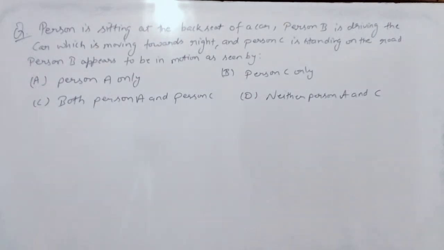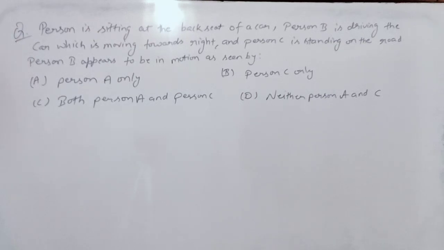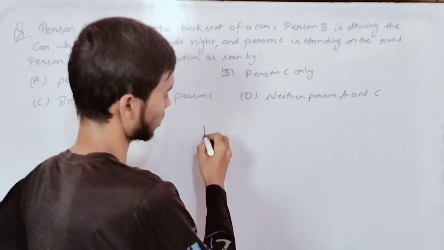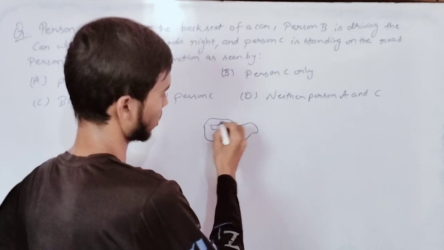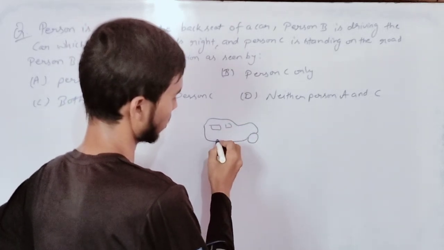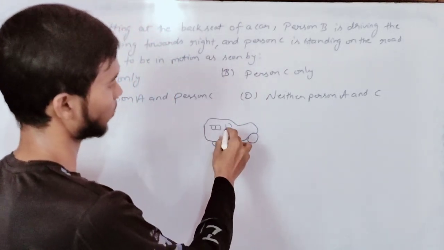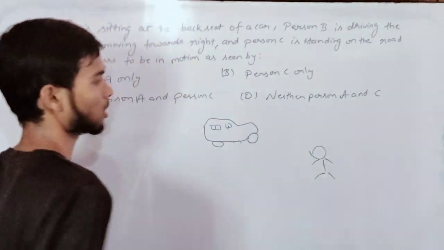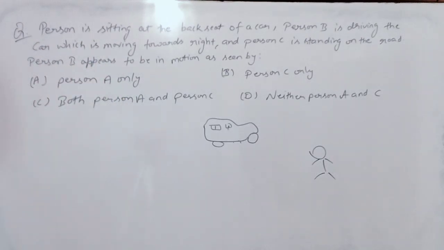This is the complete question. Person A is sitting at the back seat of a car. Two persons are in the car. One is sitting at the back seat of the car, and the second person is driving the car.